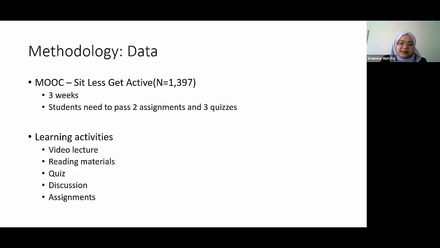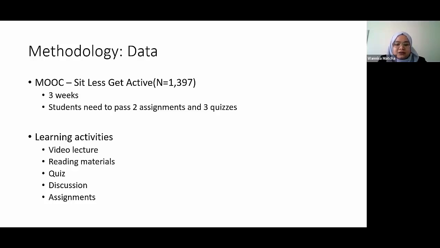The course name is Let's Get Active, offered by the University of Edinburgh. The course aims to raise awareness of physical activity for health and to provide guidance to increase the level of daily physical activity. Learners are offered video lectures, optional reading material, quizzes, discussions, and assignments. To pass the course, learners need to complete at least 2 assignments and 3 quizzes. They also receive promotional messages to help them maintain physical activity for 6 months after enrolling in the course.